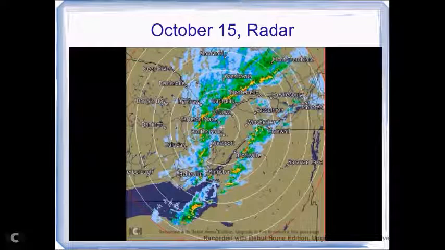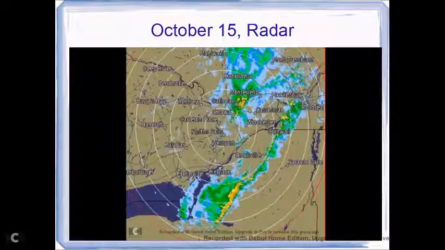The evening of October 15 sees another storm front passing by the region.